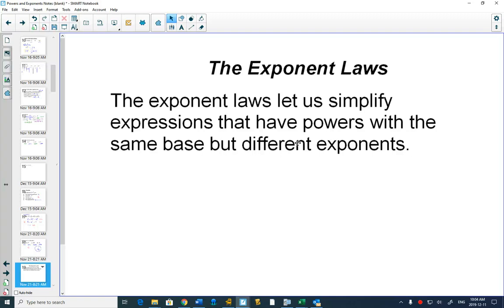If you turn to page 7 in your note package, we get to the exponent laws. We've learned the definition of what a power is. A power is repeated multiplication. It has a base and it has an exponent. But then when we do math with powers, there are some shortcuts that we can do to make the math faster. But it's important to understand why those shortcuts are there and how they work. And those shortcuts are called the exponent laws.